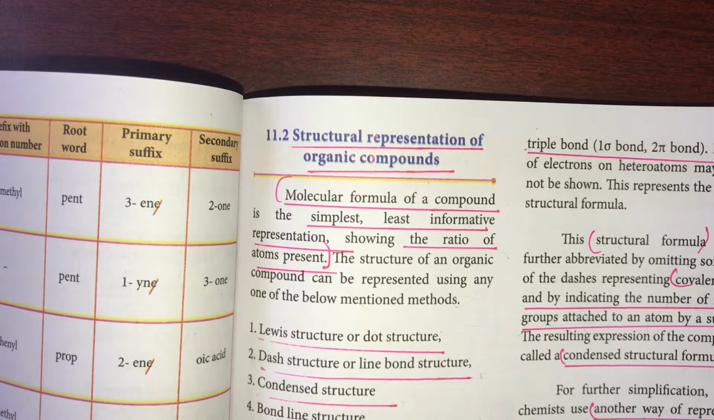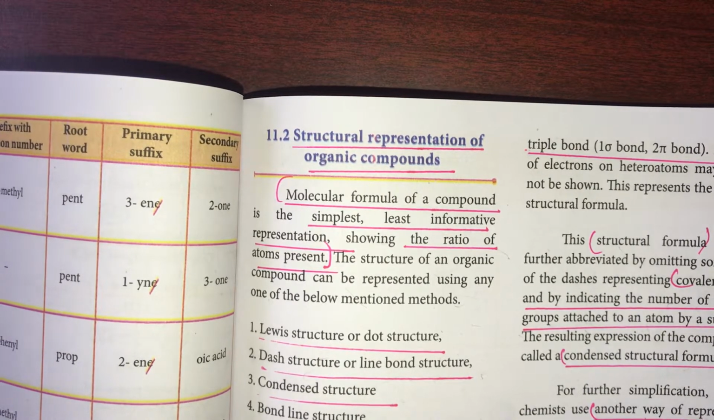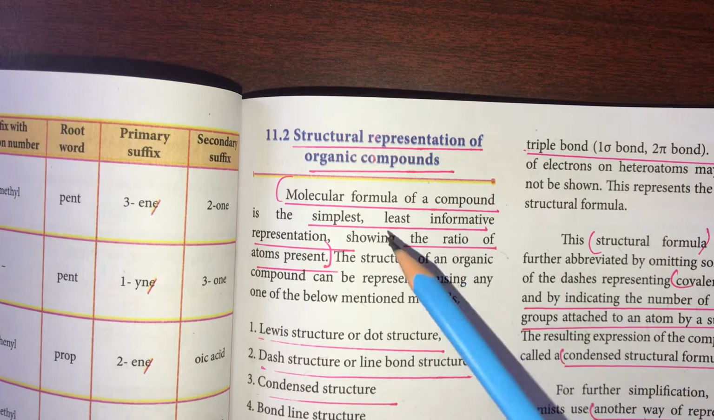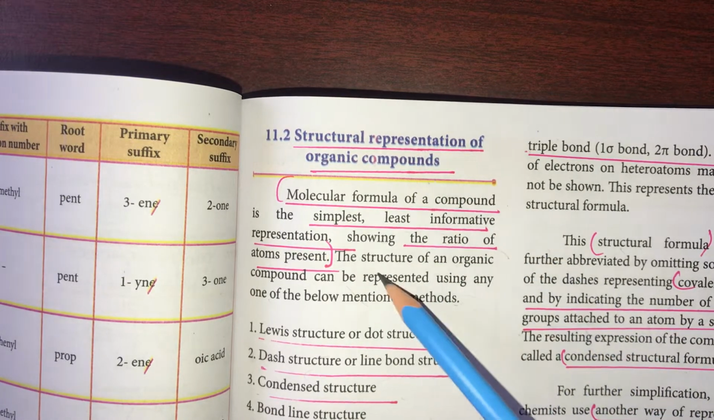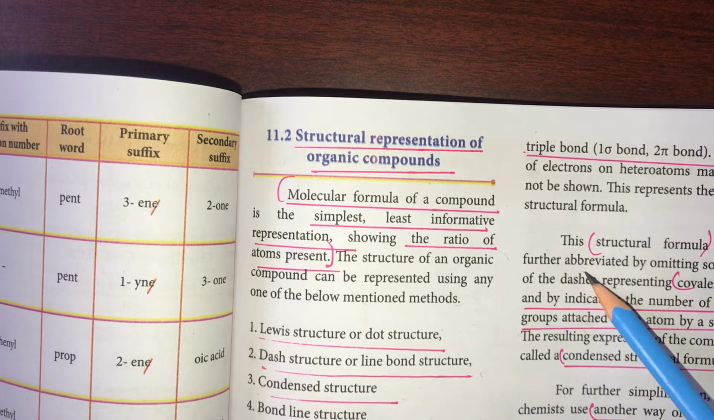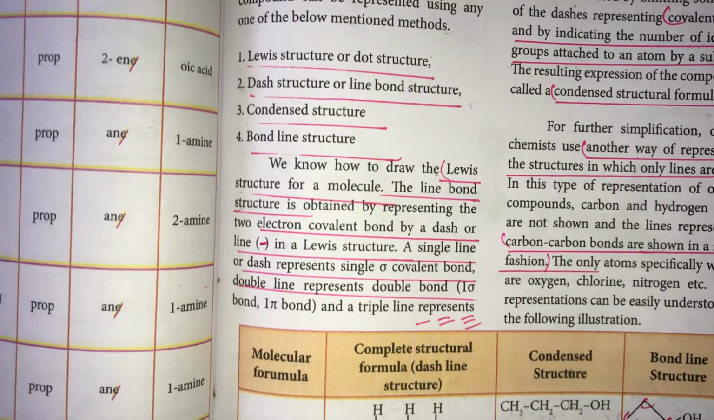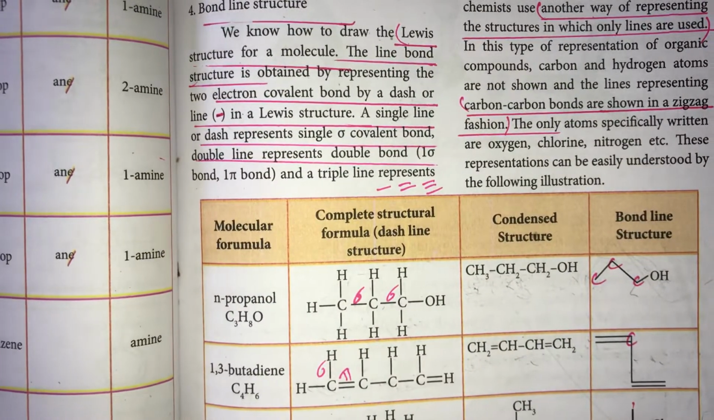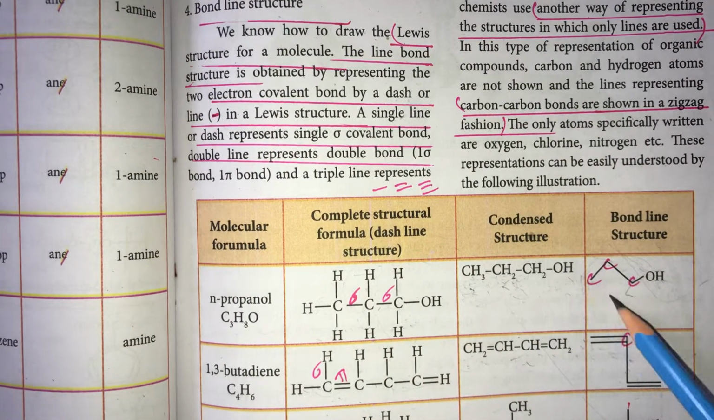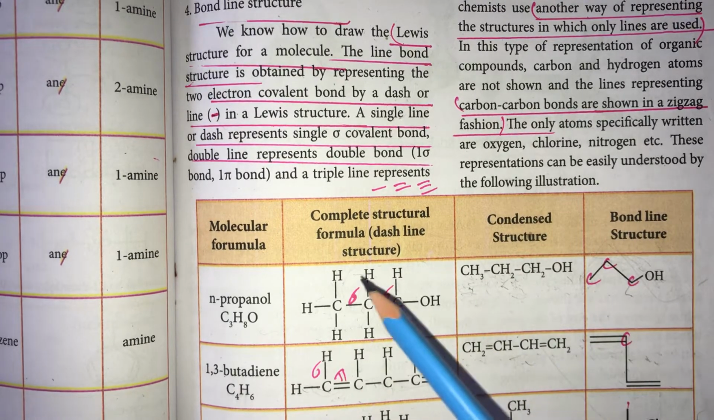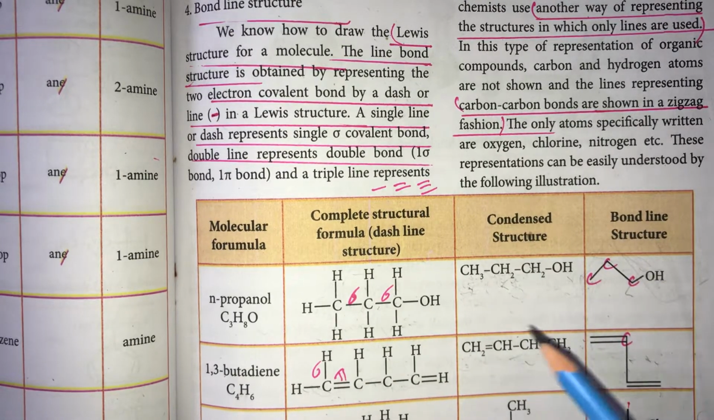Structural representation of organic molecule. How to represent an organic molecule structurally? What is molecular formula? The molecular formula of a compound is the simplest, least informative representation showing the ratio of atoms present in the molecule.